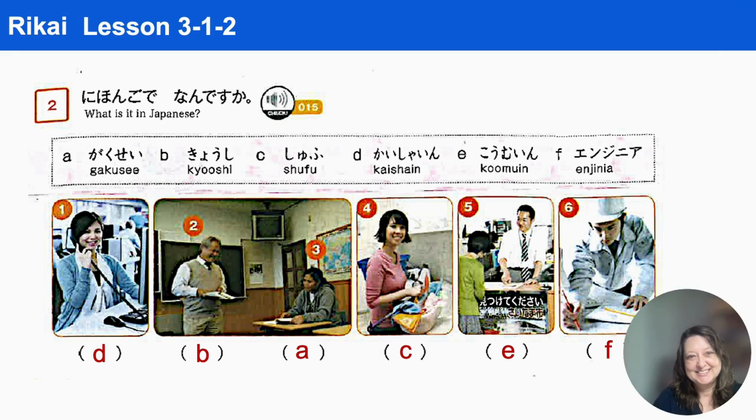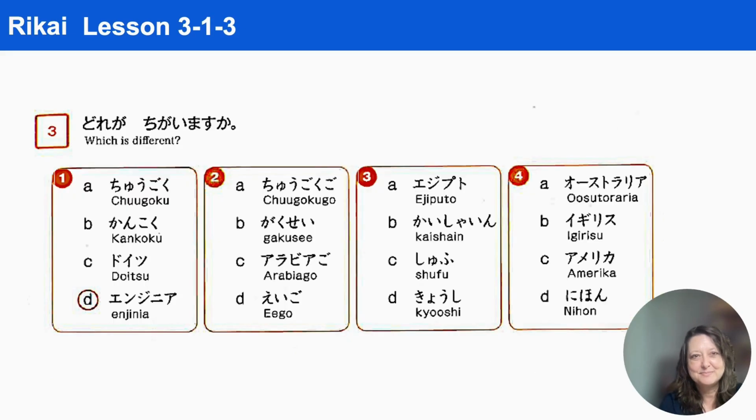How did you do? What is your occupation? Check your Goicho word book for more jobs. If your occupation is not listed, please message me and I will help you find it. Now, which word is different? どれが違いますか? Use your Goicho word book to help you identify which word does not fit in the category as the other 3. So pause here and complete this.